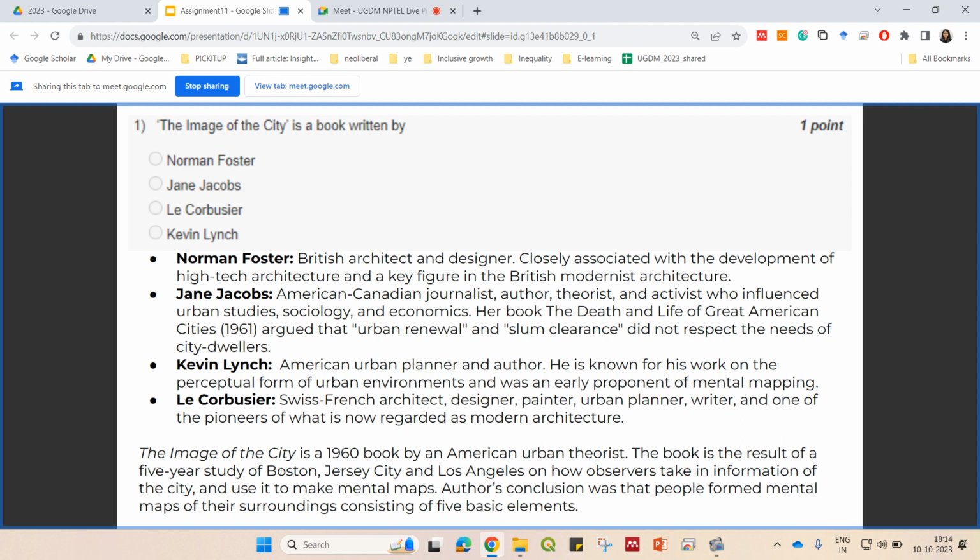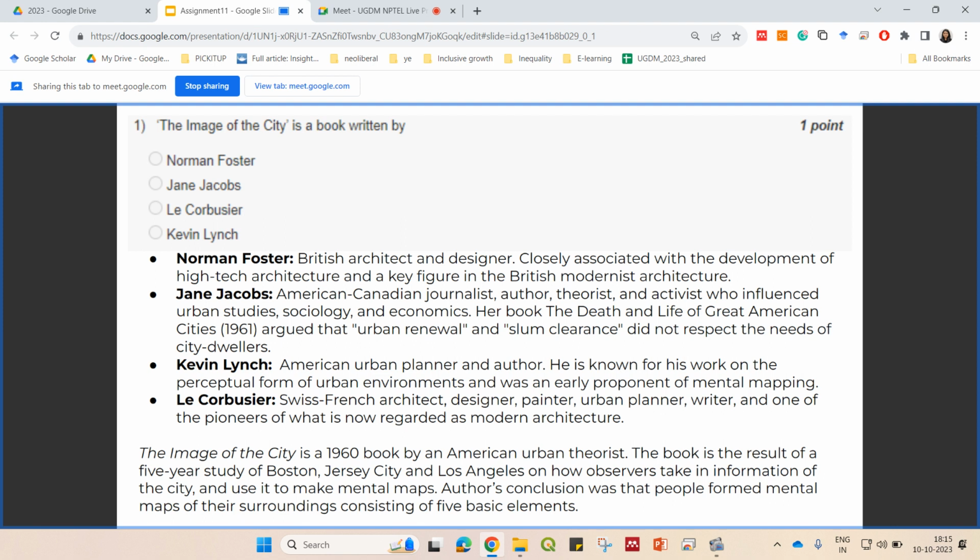Then Le Corbusier. Le Corbusier is a Swiss-French architect, designer, painter, urban planner, and a writer. And he is also known as one of the pioneers of what is now regarded as modern architecture. So again, Norman Foster and Le Corbusier both are architects well versed in modern architecture, Norman Foster more in British modernist architecture. Kevin Lynch is an urban planner and an author. And again, Jane Jacobs is an American Canadian journalist, author, and theorist.